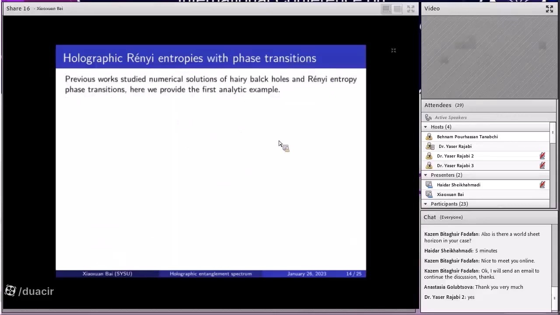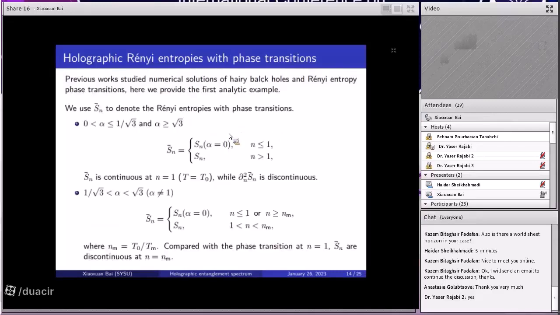So previous work studied numerical solutions of hairy black holes and Rényi entropy phase transitions. Here we provide the first analytic example of the Rényi entropy phase transitions. Now we use a bar to denote the Rényi entropy with the phase transition.